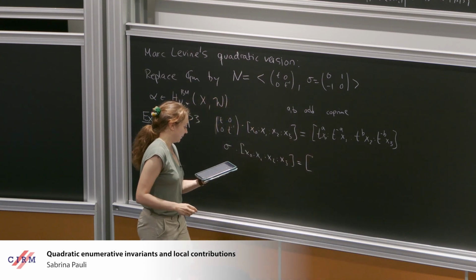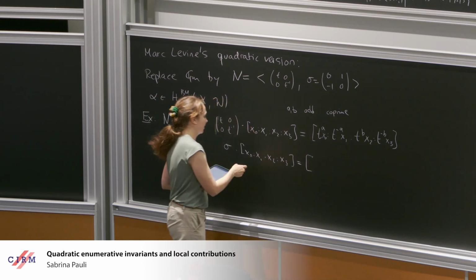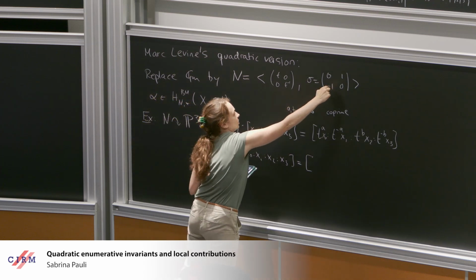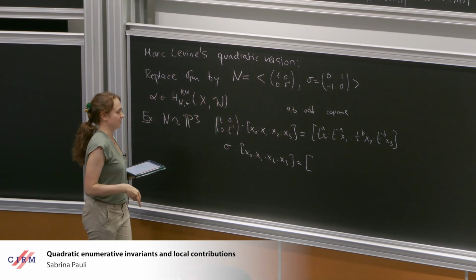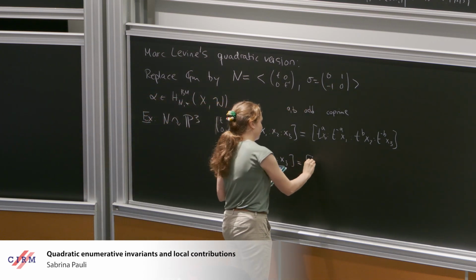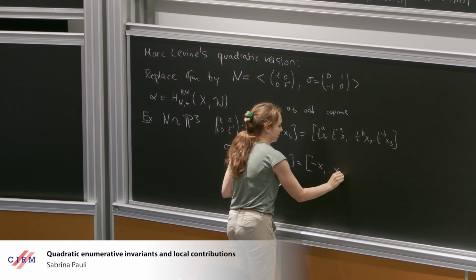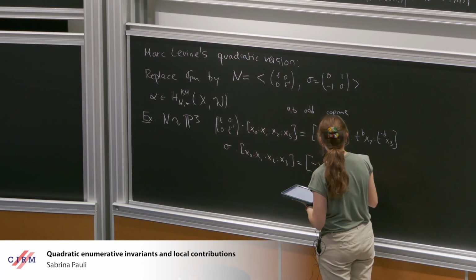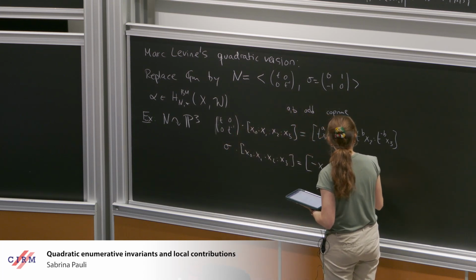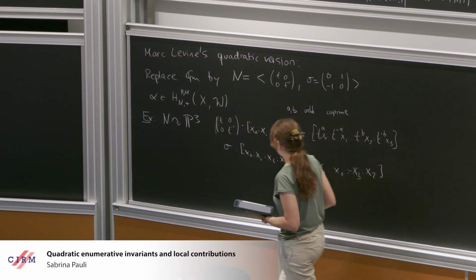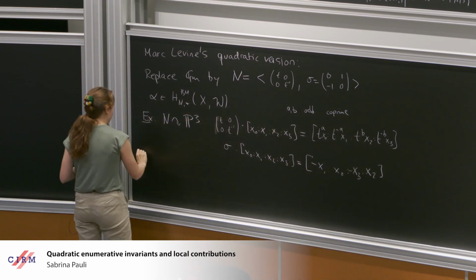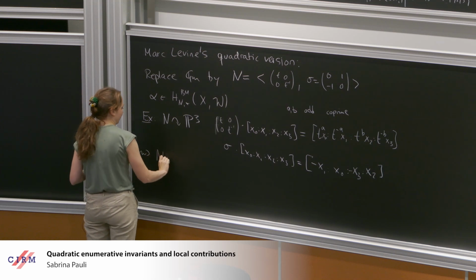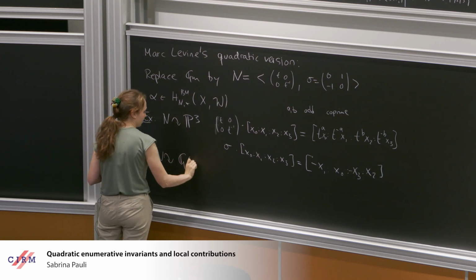And let this act by sending it sigma. It should swap the xi's with the sign. Let's send it to minus x1, x0, minus x2, minus x3, x2. So this also induces an action of N on the Grassmannian.